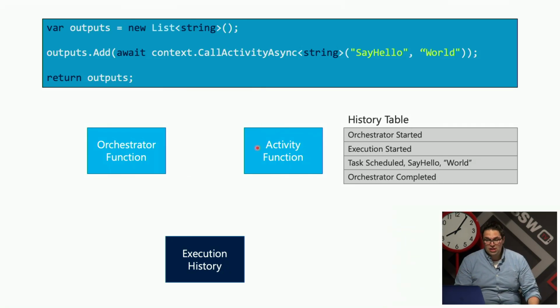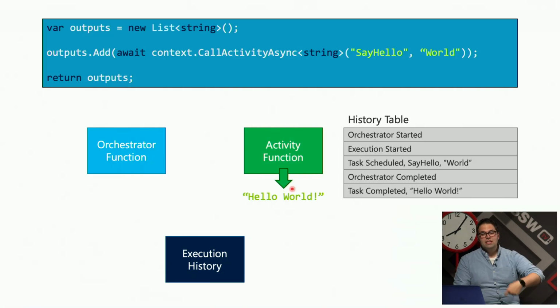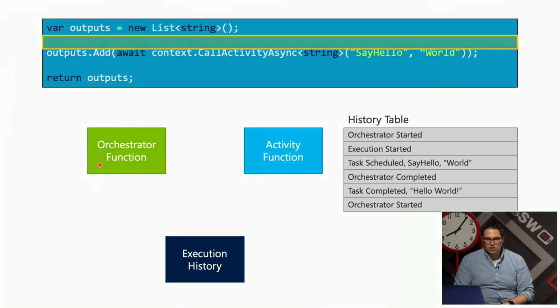Now the activity function had some work scheduled, so the activity function trigger is going to fire. It's going to get the data. It's going to say hello to the world. And you'll notice here the history table is being updated during every step. And when the activity is done, it drops its own queue message and says, hey, I'm done now. That queue trigger will wake back up the orchestrator.